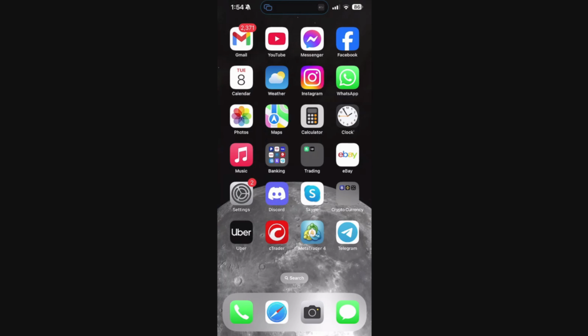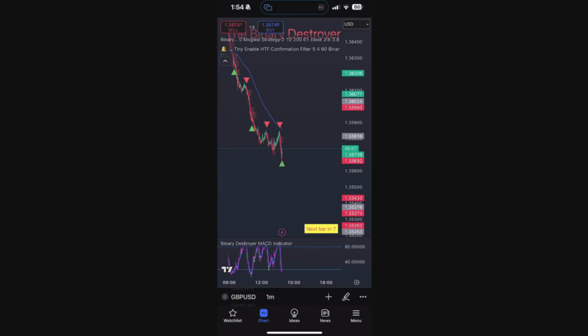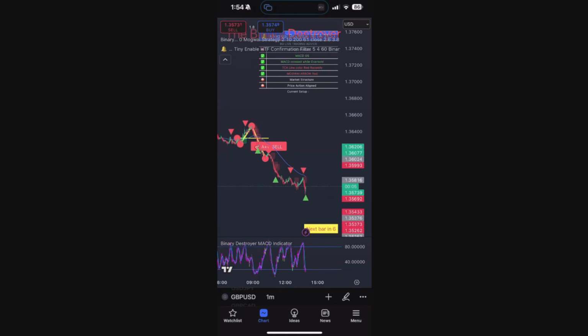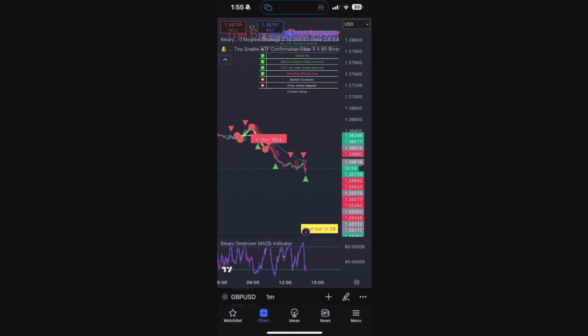So it just depends what trading account I'm trading at the time, but I do all of my trading now off my mobile phone. As you can see here, this is the Mogwai reversal strategy, the binary destroyer on TradingView. And this is what I normally do when I'm looking for a potential setup.